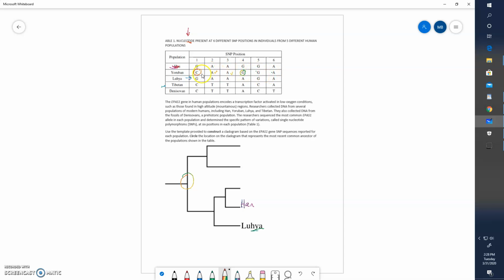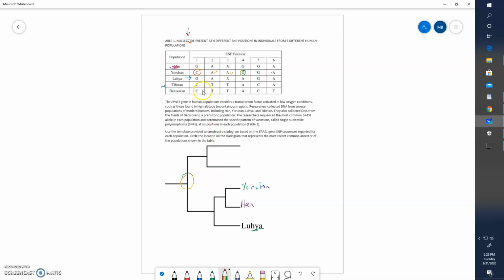Now, if I compare it to Han, the G is different, but then A, G, G, A. Everything else is the same. So that's where they're different: Han and whatever this guy is, with that G and the C. So that's going to go here. All right, is it R? I can't even read it. The print is so small there.